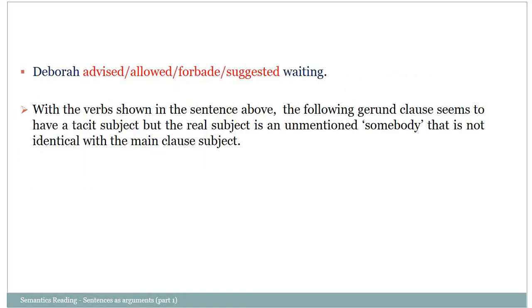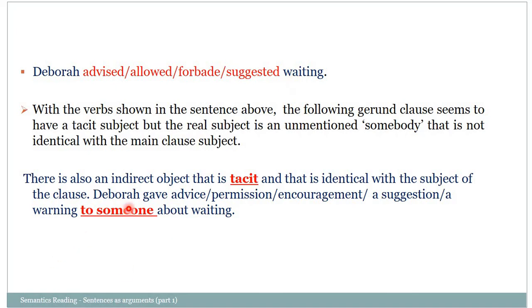Now let's look at this sentence: Deborah advised, allowed, forbade, suggested waiting. Let's examine this sentence. With the verbs shown in the sentence above, I mean the red written verbs, the following gerund clause seems to have a tacit subject, not written, but the real subject is an unmentioned somebody. Yani bahsedilmeyen herhangi birilerine bu eylem yöneltilmiş. That is not identical with the main clause object. The subject of the gerund clause here is not Deborah. It is somebody else, someone else. So there is also an indirect object that is tacit and that is identical with the subject of the clause.